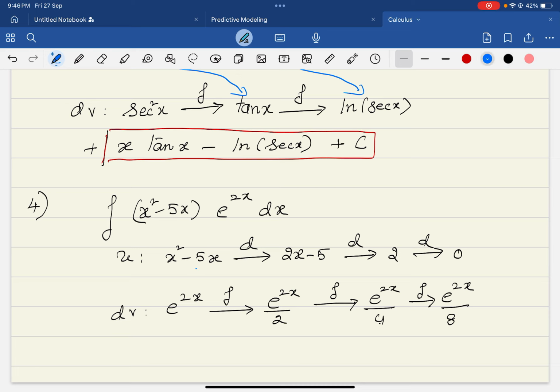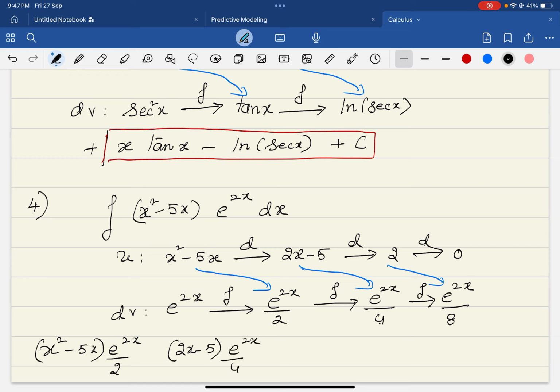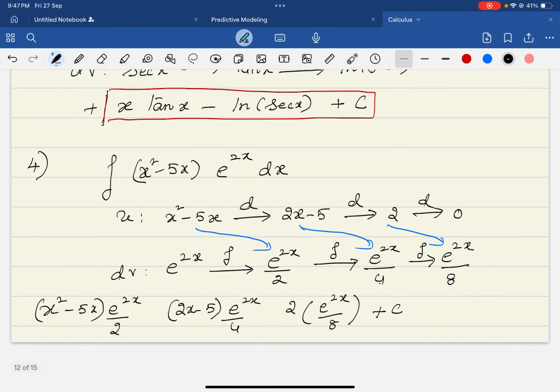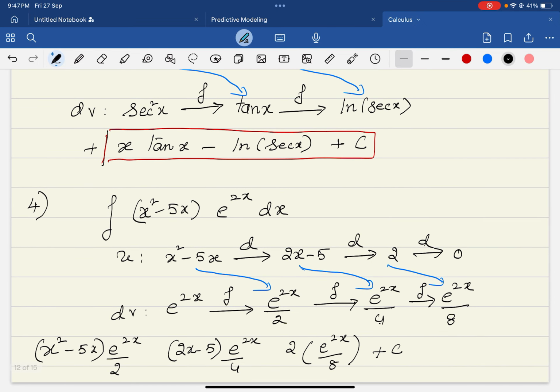And now multiplying this and this and then this, the solution is x square minus 5x times e raised to 2x over 2. Now the next term is 2x minus 5 times e raised to 2x over 4. The next term is 2 times e raised to 2x over 8 plus the constant. So let us have now the plus and minus and then plus, and then of course the constant is plus. I hope you could understand.